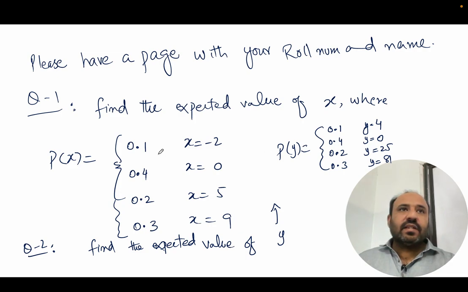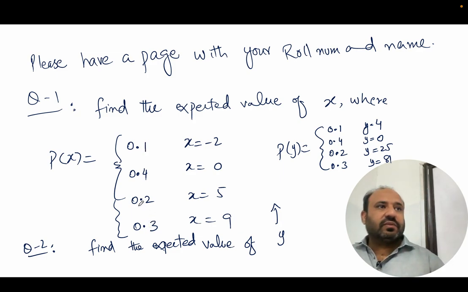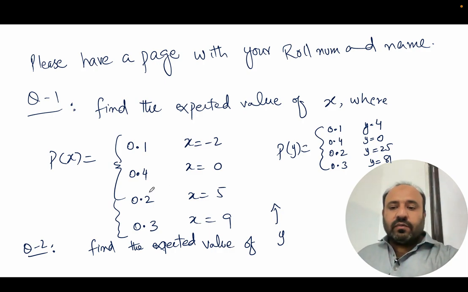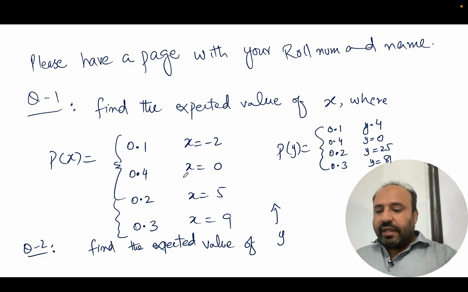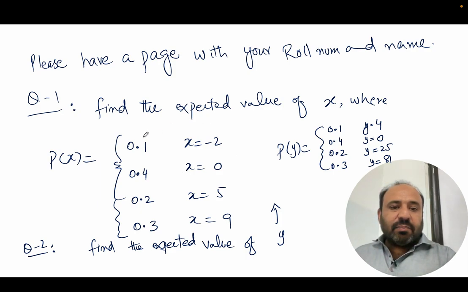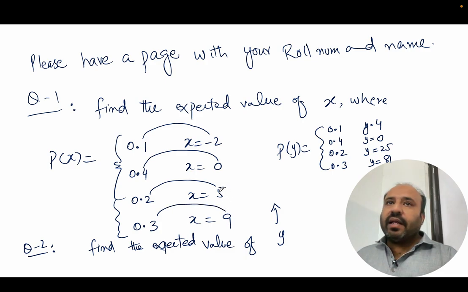So the question is, if these are the values of x, x is equal to -2, x is equal to 0, x is equal to 5, x is equal to 9, and these are the corresponding probabilities, what is the expected value? Okay. So the solution is very simple in this particular case. This is simply the multiplication of the probability with the corresponding value, then the probability with the corresponding value, and so on, and then adding all those.